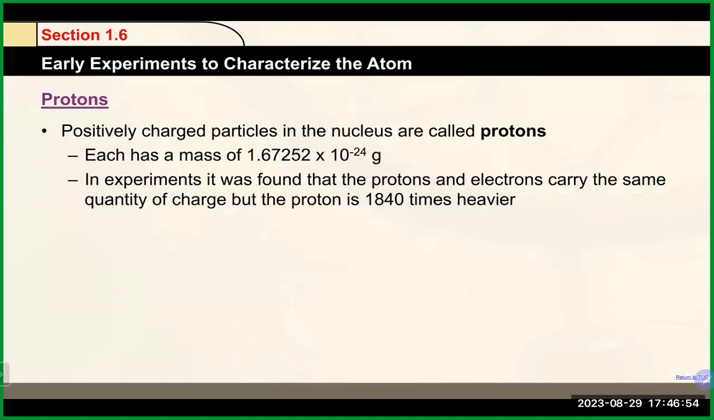which is about 1,840 times heavier than any electron. So if you remember, the electron mass is somewhere in the ballpark of 9.09 times 10 to the minus 28 grams. So this is much, much heavier than any electron that is flying around. And since it is positively charged and found in the nucleus, that also backs up the idea that the nucleus, where we find protons, is a majority of the mass of the atom, as those protons are much heavier than an electron.